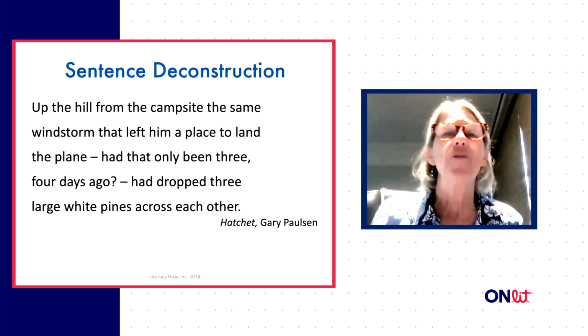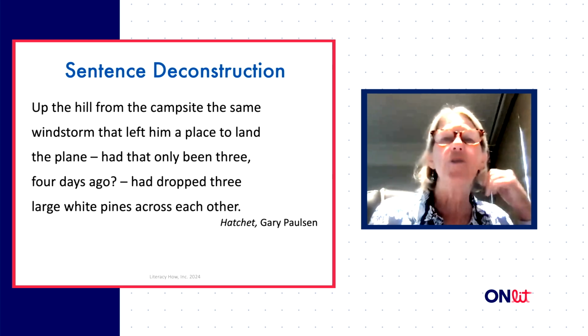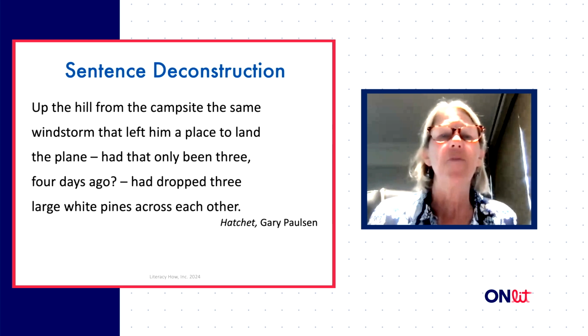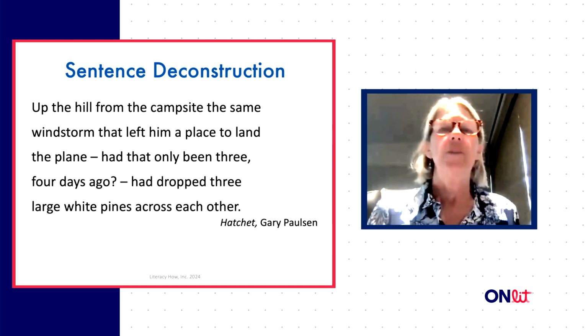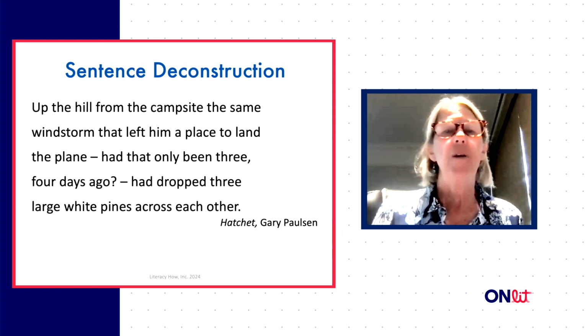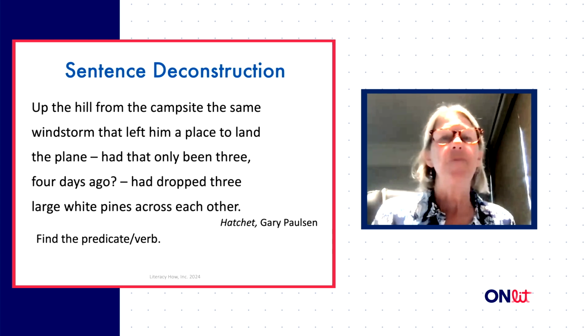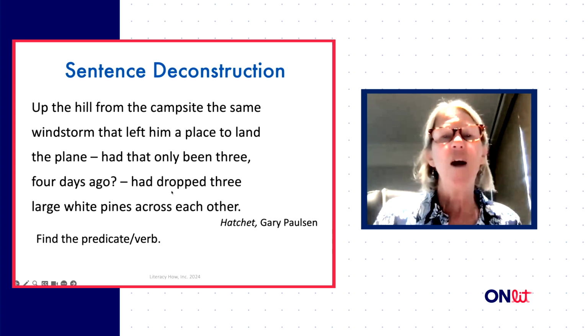How would we get our students to deconstruct this sentence? How can we get them to understand this complex sentence? First, we want them to find the verb. We could ask them to find the subject and the predicate, right? But let's say we're going to have them find the verb. You don't find that verb until here: dropped.